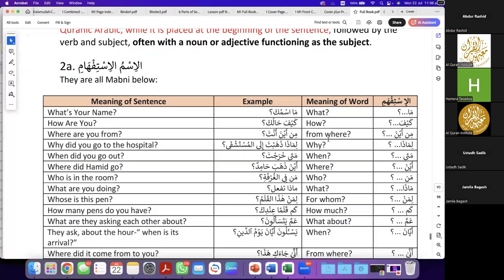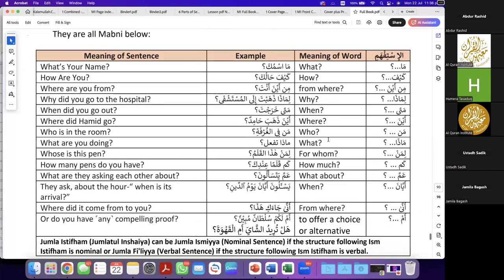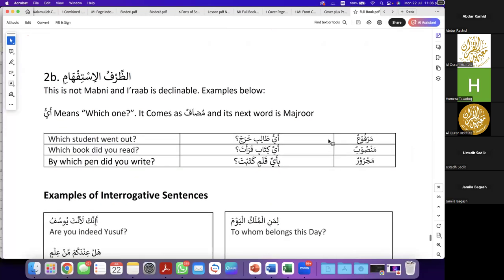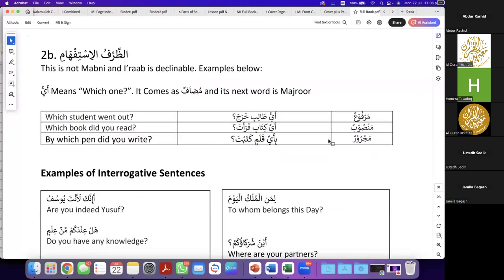Yes. So the third one is Zarf al-Istifham. So we said for Ismul Istifham, the second one is Mabni. This is not Mabni, so this is something you have to remember. So the Zarf al-Istifham is just one word, Ayyu. It doesn't say here, but those who are into it know this.